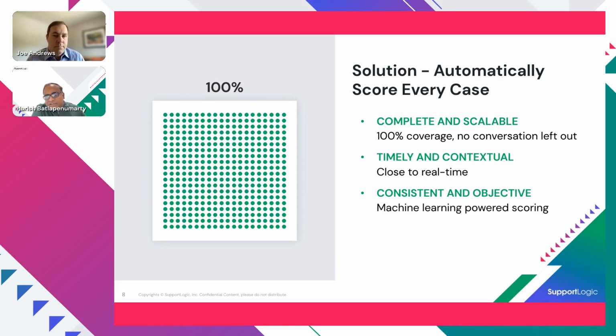Lastly, it's about objectivity because it's machine driven. That doesn't mean humans cannot override this. We'll show you in the demo how you can override whatever the machine is finding. But since it's primarily machine driven, it's consistent and very objective. And we see that as a big benefit for this approach.